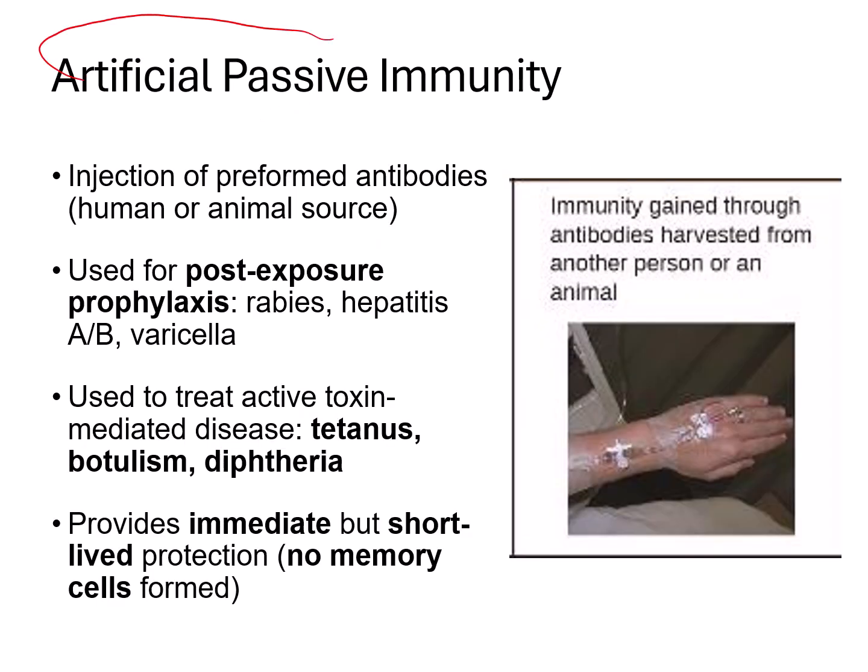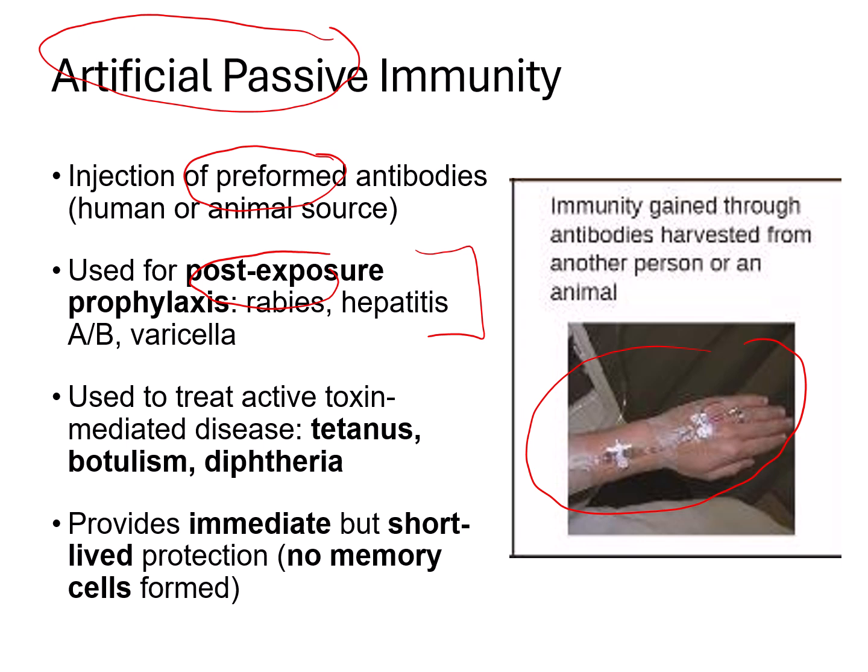In artificial passive immunity, we're giving pre-formed antibodies from humans or animals that were exposed to the pathogens and made antibodies to those pathogens. So imagine you're receiving those pre-formed antibodies, and this is useful for post-exposure treatment for situations like rabies, hepatitis A or B, or varicella, but it can also be used for toxin-mediated disease like tetanus or botulism or diphtheria. And these antibodies provide immediate protection, but again, it's short-lived because no memory cells will be formed.